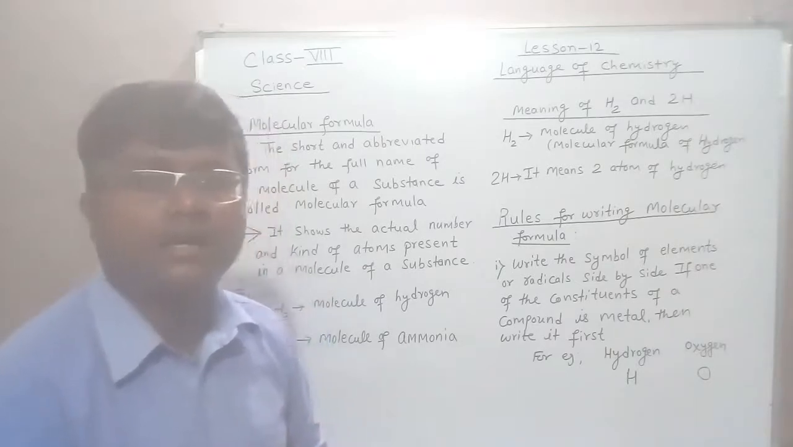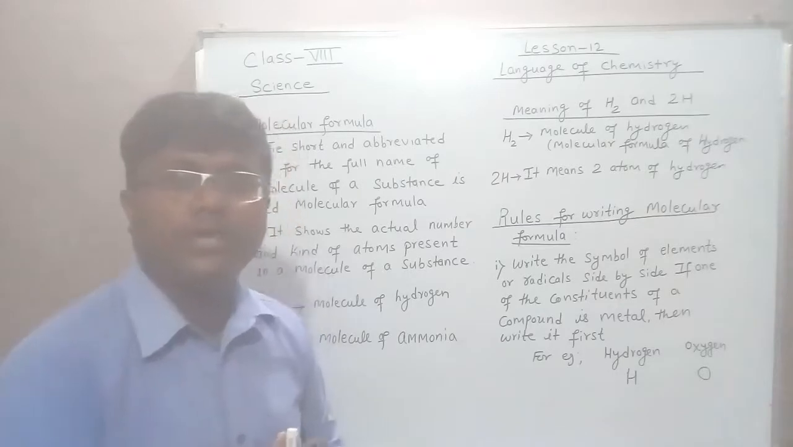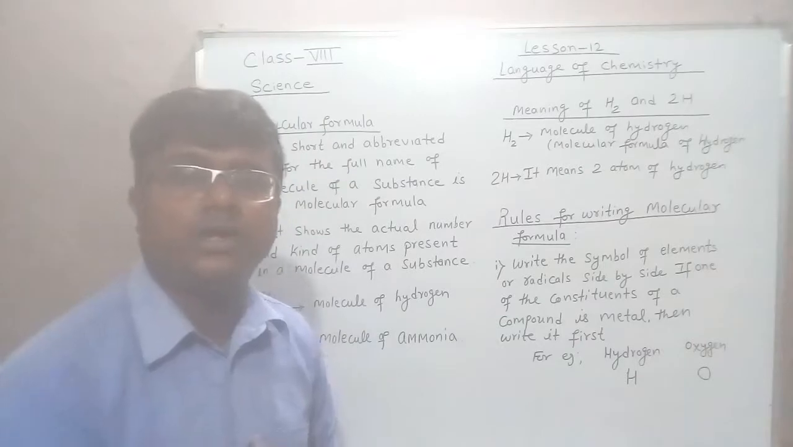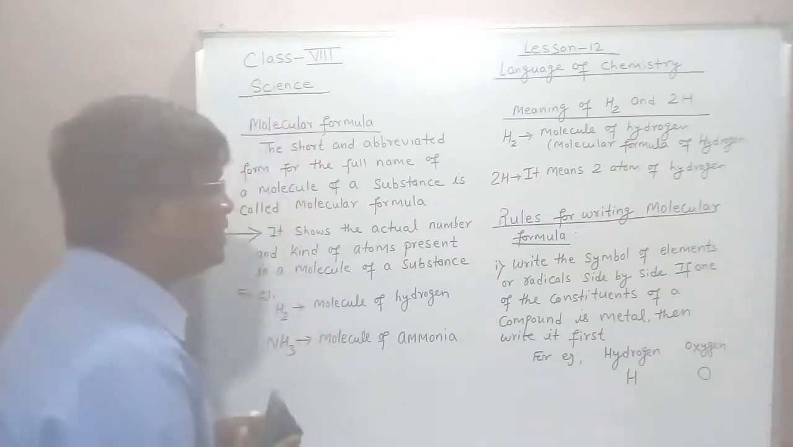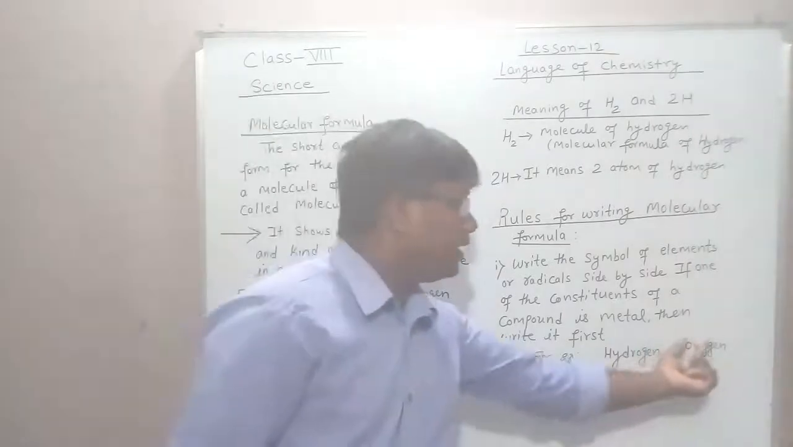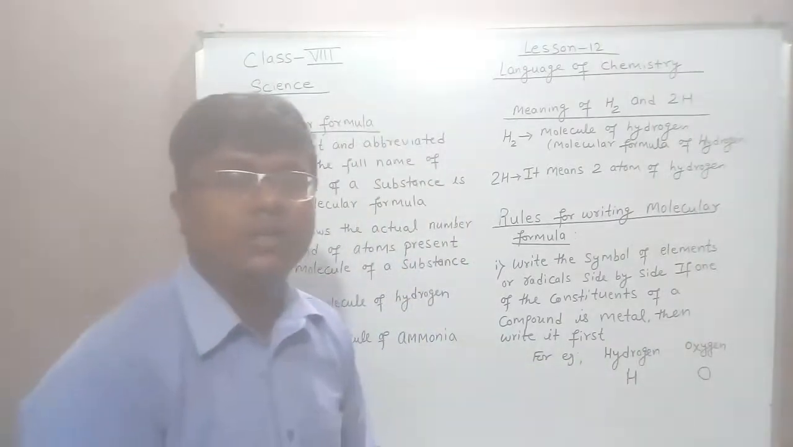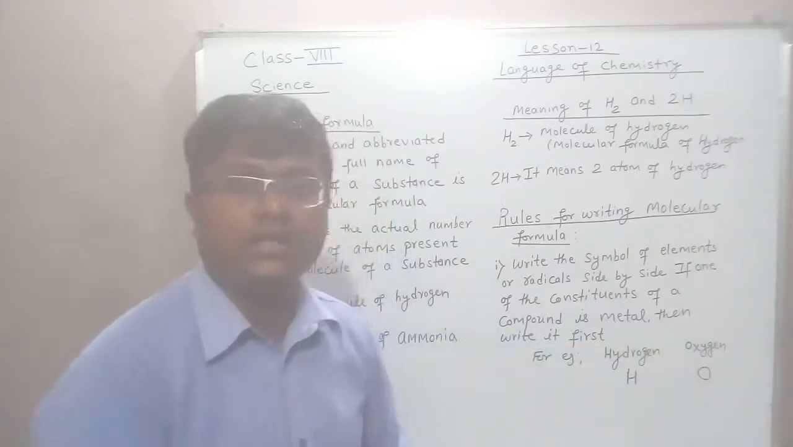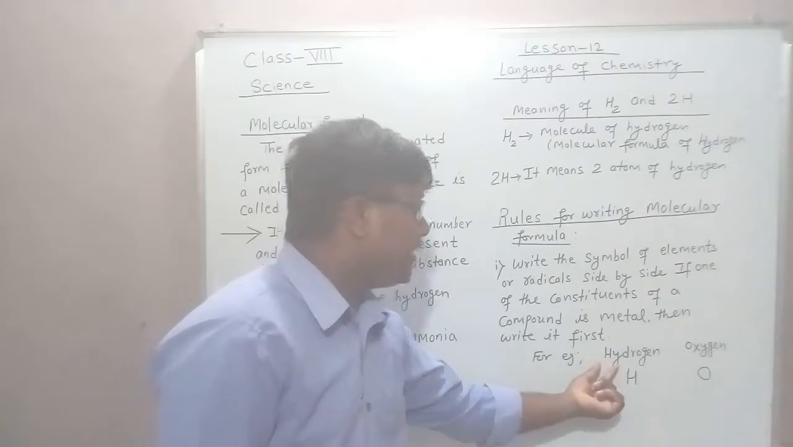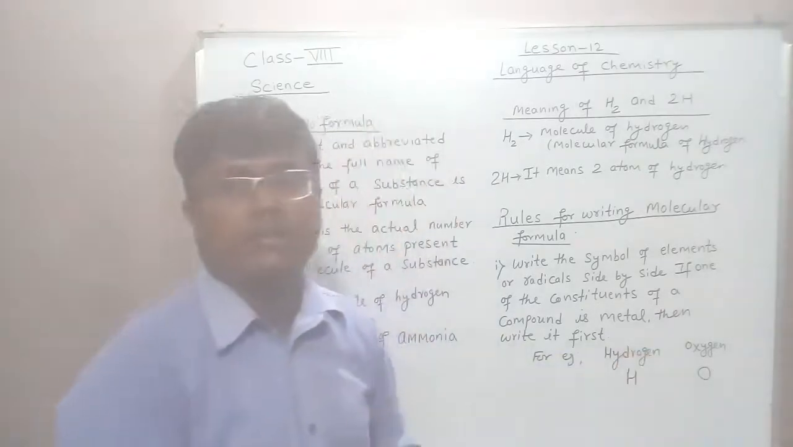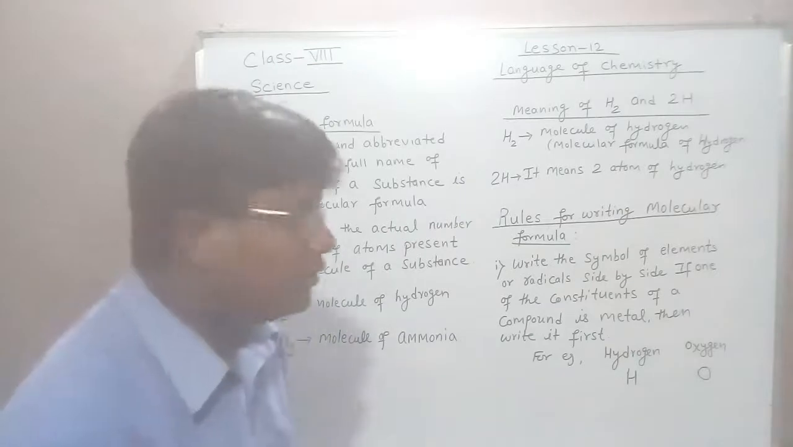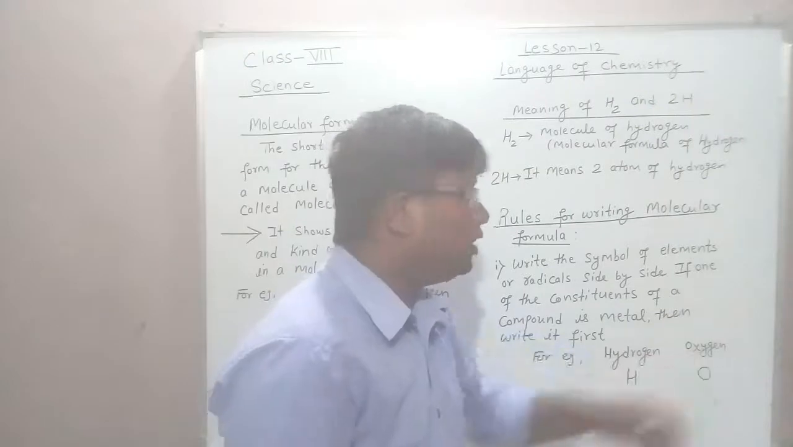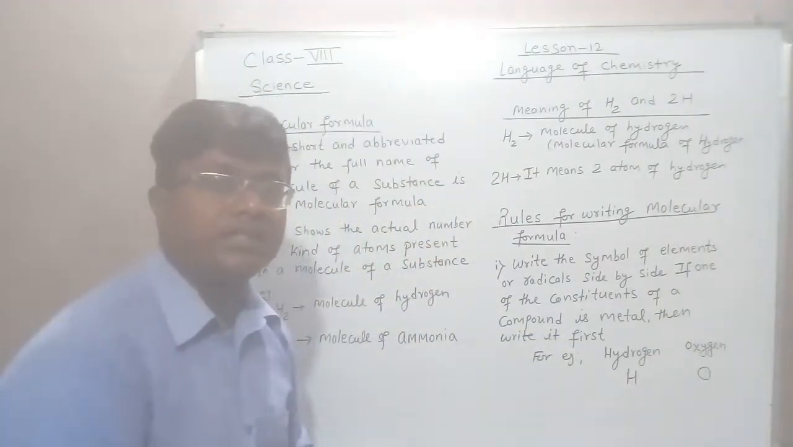We should write the two elements that are going to react side by side first. For example, suppose we are going to write the balanced formula for hydrogen and oxygen. I have just written the names hydrogen and oxygen side by side. After that, you write down the symbol for hydrogen, that is H, and for oxygen, that is O. Now what is our second step?